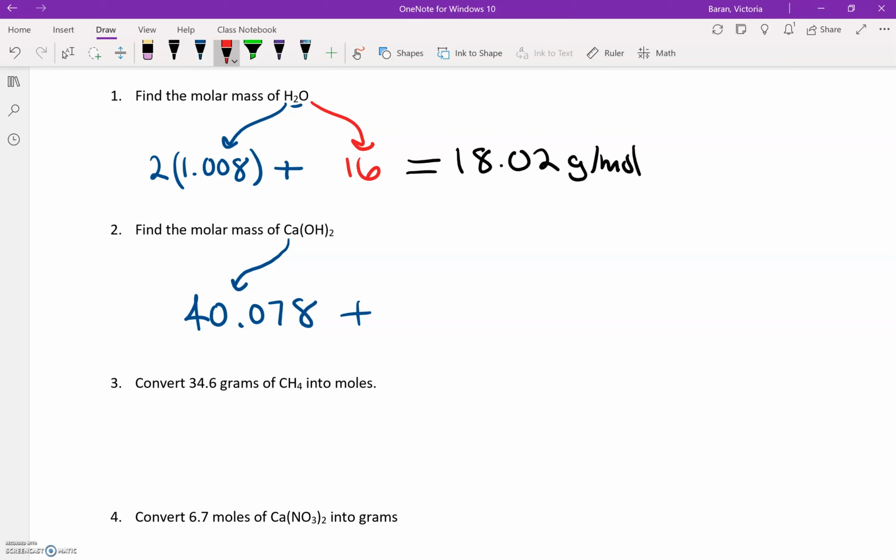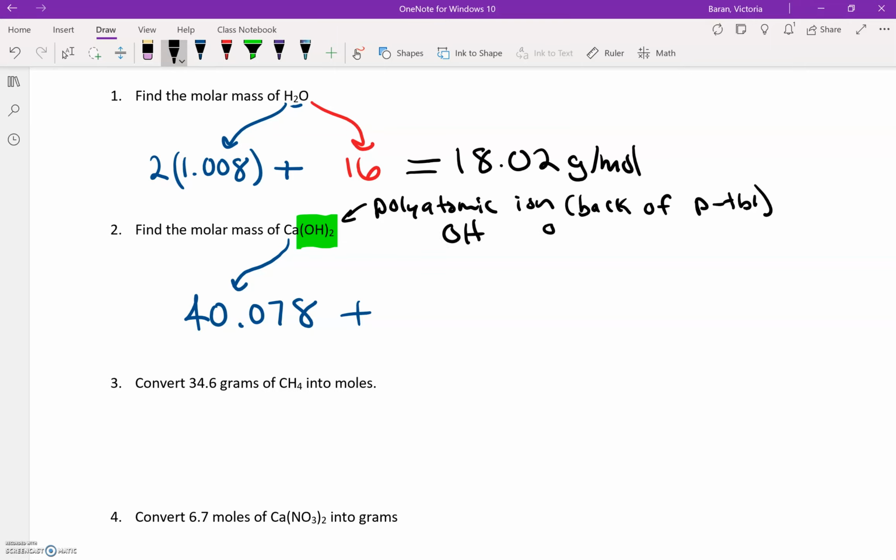Plus, all right, here is the tricky part. So you'll notice that this OH is in parentheses, okay? So this is what we call a polyatomic ion. And this is on the back of your periodic table in terms of the formula, okay? You're not going to find the molar mass of it on the back of the periodic table, but just so you're aware, if I ever am talking about a polyatomic ion, this is what I mean, okay? So that's just a side note. So notice that it is OH2, okay? So since it's OH with the 2 on the outside, what I'm saying is I have 2 OHs, okay? So this 2 gets distributed or applied to everything that's in the parentheses, okay?